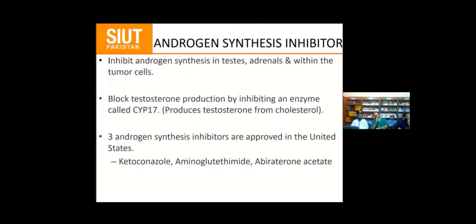The fifth group of medical castration includes androgen synthesis inhibitors. They inhibit androgen synthesis at all levels: in the testis, in the adrenal cortex, and within the tumor cells of the prostate. They block testosterone production by inhibiting the enzyme called CYP17, which produces testosterone from cholesterol. The three androgen synthesis inhibitors approved in the United States include ketoconazole, aminoglutethimide, and abiraterone acetate.